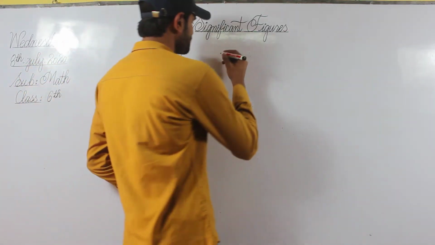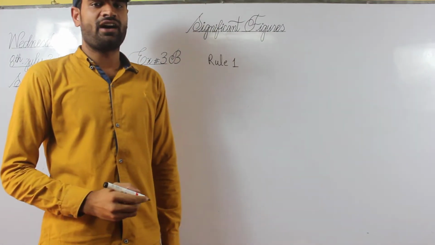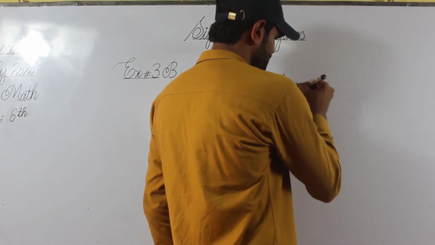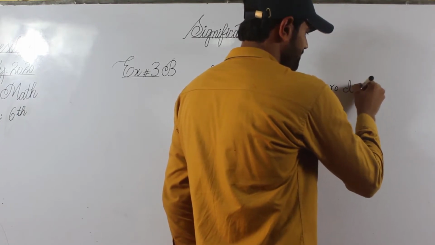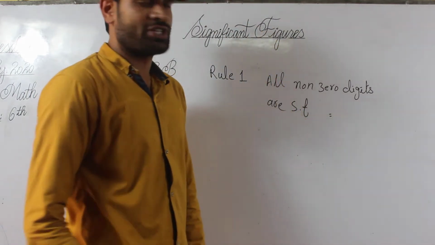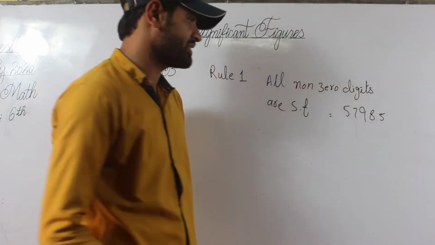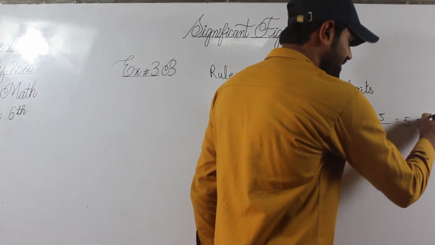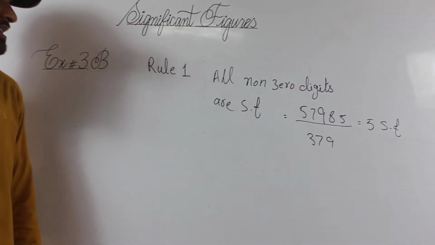The first rule is: all non-zero digits are significant. Just like I have 5, 7, 9, 8, 5, these are all non-zero digits, so each and every one is significant. These are 5 significant figures. Another example, 3, 7, 9, also non-zero digits.